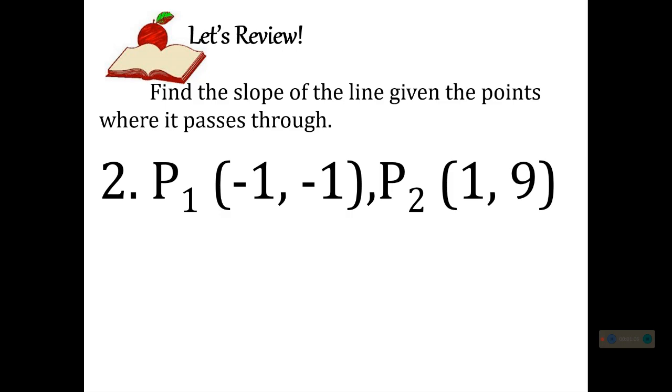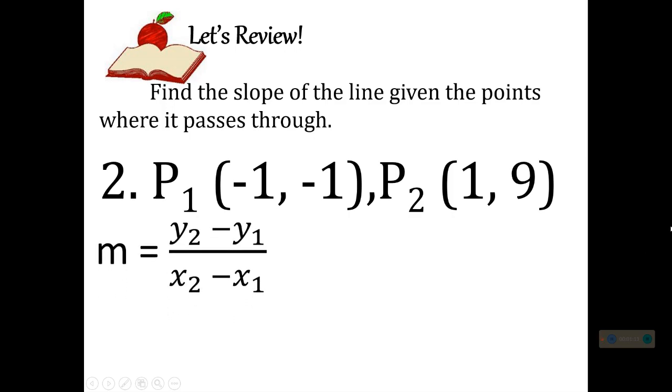Okay? Next, we have first point is (negative 1, negative 1). The second point is (1, 9). So again, the formula is here. So we have y sub 2 is 9 minus y sub 1 is negative 1 all over x sub 2 is 1 minus our x sub 1 is negative 1. So we have here the enclosing parenthesis because our minus sign here is from the formula and our negative sign here is from the given.